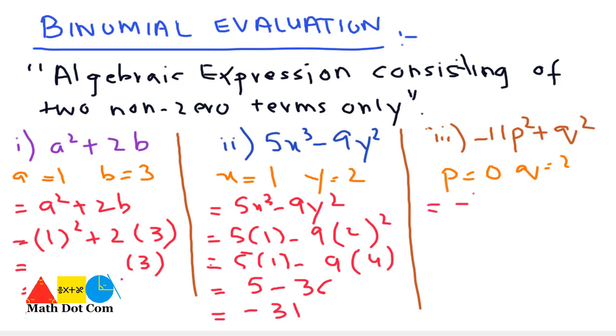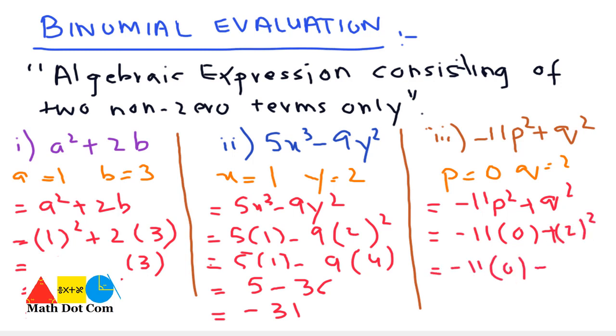Now we move here, minus 11p square plus q square. Minus 11 into p is 0, plus q is 2 square. So minus 11 into 0 plus 4, it will be 0 plus 4 and the answer is 4. So this is how we can evaluate a binomial expression having two non-zero terms only, putting in the values of the variables and evaluating accordingly using PEMDAS.